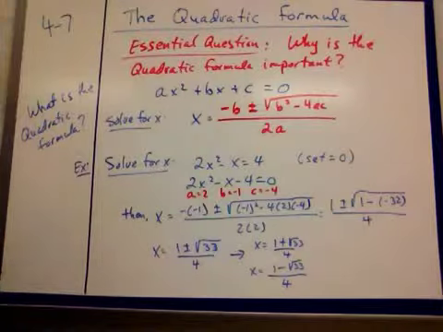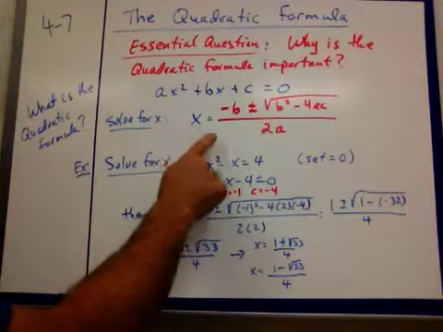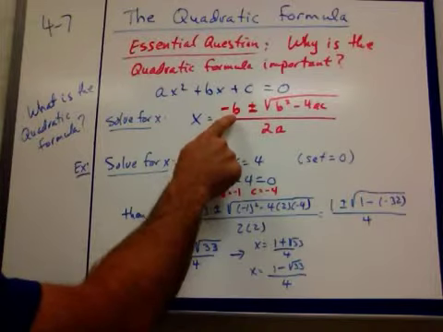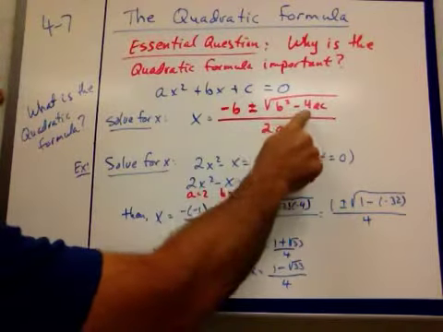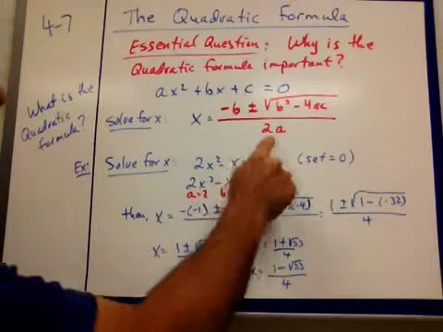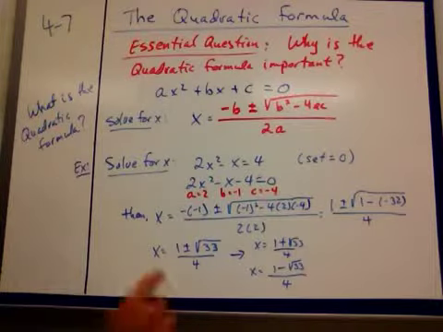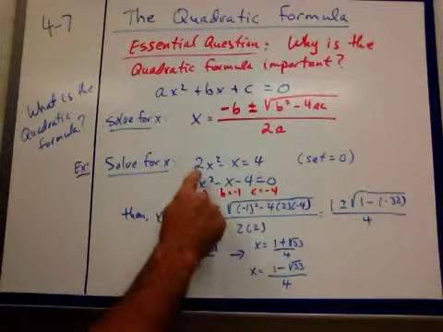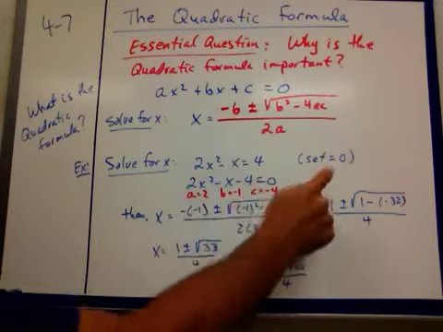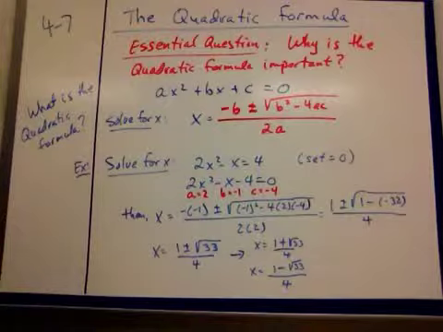Okay? So, what is the quadratic formula? It's this. X is equal to negative b plus or minus the square root of b squared minus 4 times a times c, all over 2 times a. So what does that look like? Well, let's take this example right here. Solve for x. You've got the quadratic 2x squared minus x equals 4. Set that thing equal to 0. So subtract the 4 over and that's what you get.